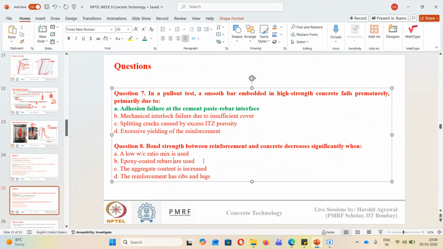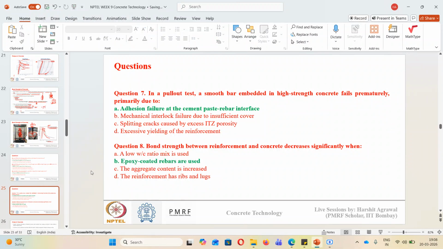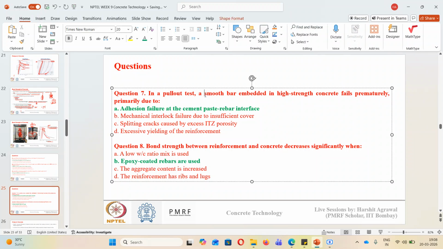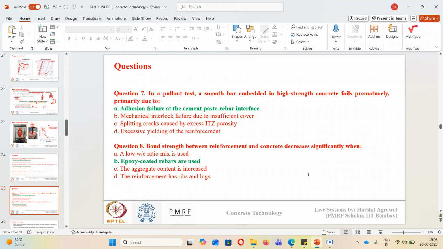Yes, the correct answer is when epoxy coated rebars are used. So what is the problem with epoxy coated rebars? It is the coating. What the coating does is make the rebar surface smooth. As the rebar surface becomes smooth, the adhesion between the cement paste and the rebar decreases. So the bond strength between reinforcement and concrete decreases significantly.